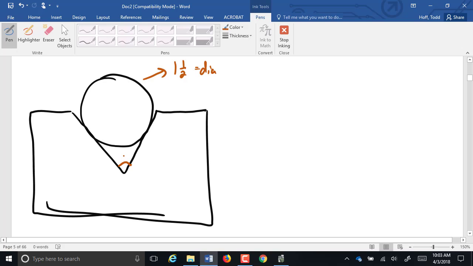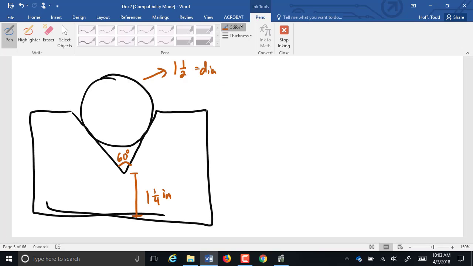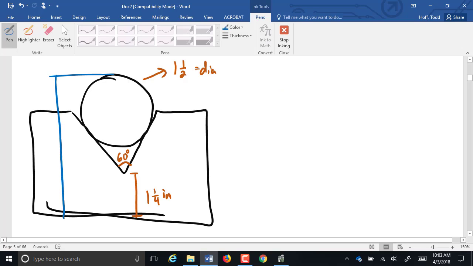This V block here, let's say that this is a 60-degree angle. And from here to here is 1.25 inch. I want to know what is the height to the top of that dowel from the bottom of the block.